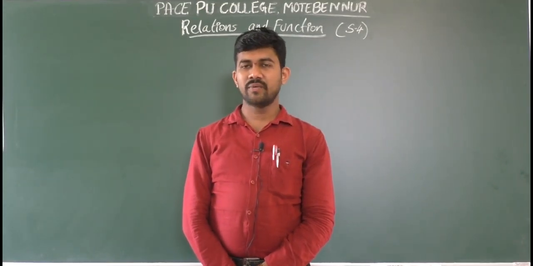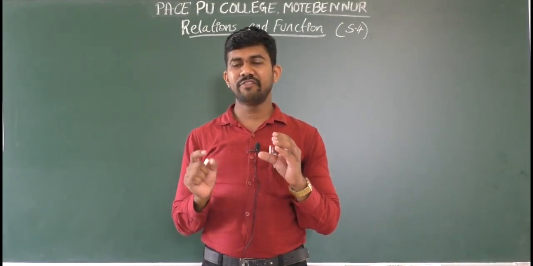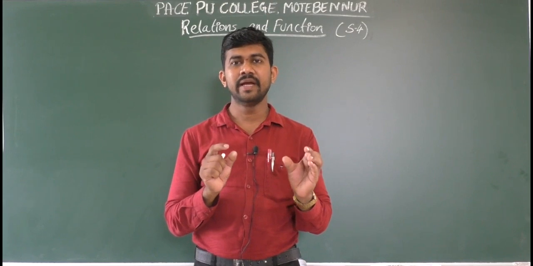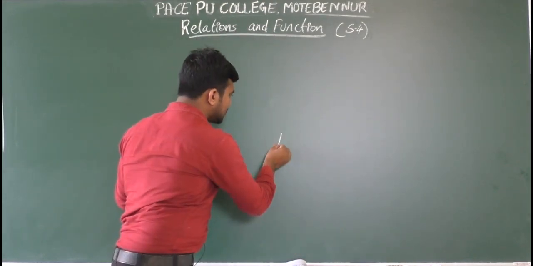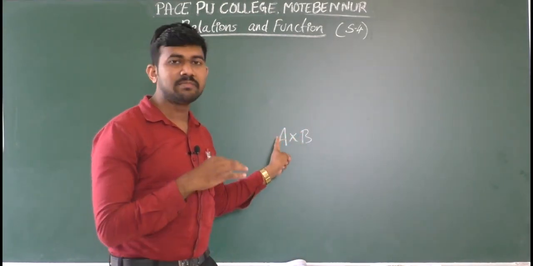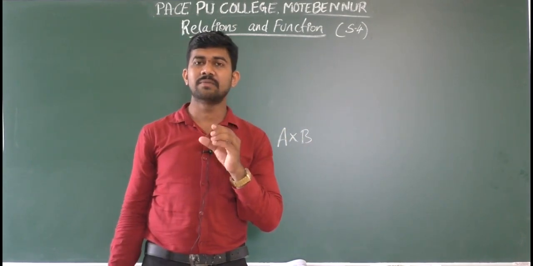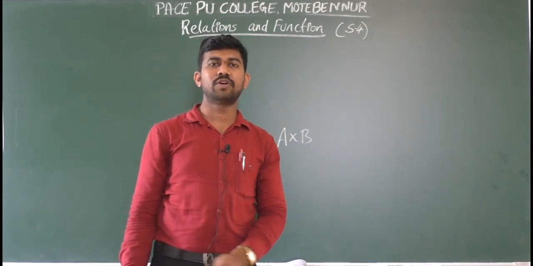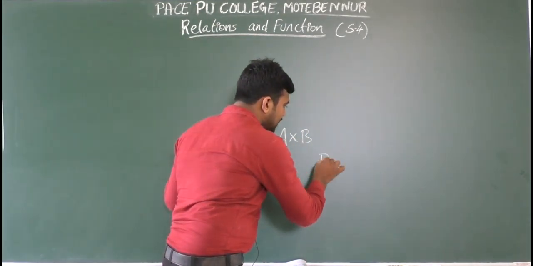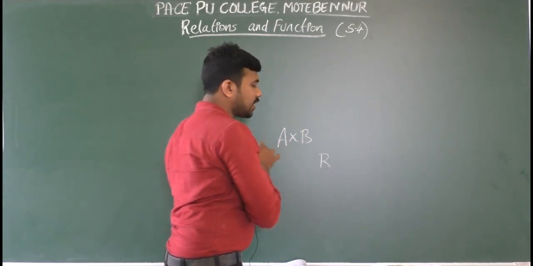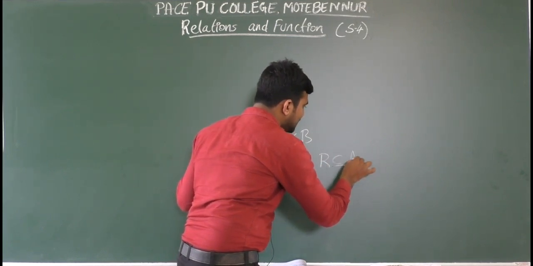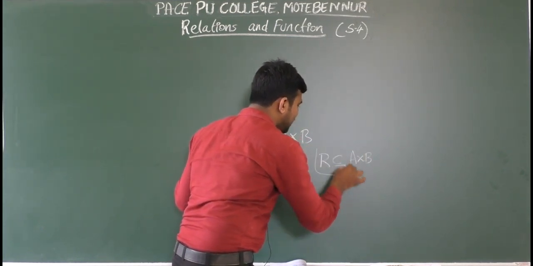Hi students, in our last class we discussed the definition of relation, right? If you have two non-empty sets A and B, then a subset of the Cartesian product of A and B defines a relation between A and B. Relation is nothing but a subset of the Cartesian product of A and B. We denote relation by R, the first letter of relation, which is clearly a subset of the Cartesian product of two sets A and B.